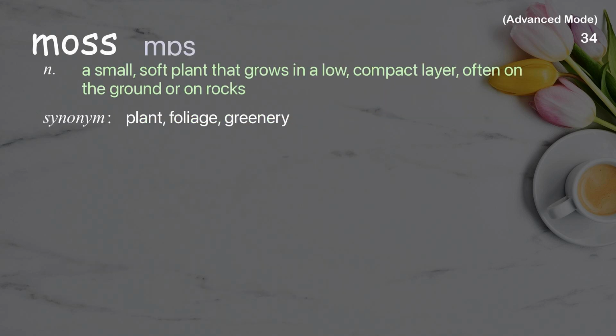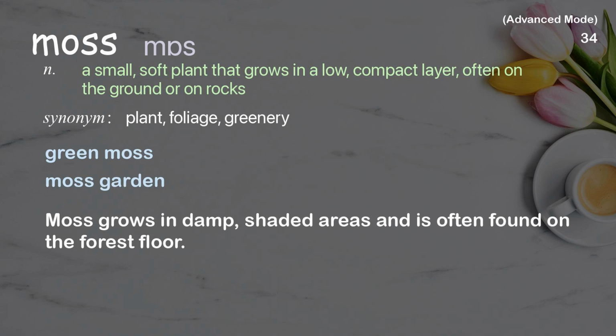Moss. A small, soft plant that grows in a low, compact layer, often on the ground or on rocks. Examples: Green moss, moss garden. Moss grows in damp, shaded areas and is often found on the forest floor.